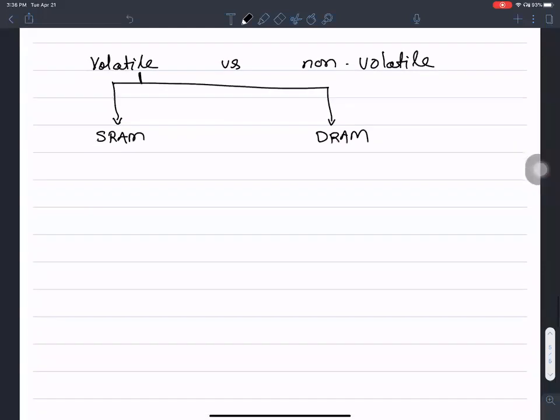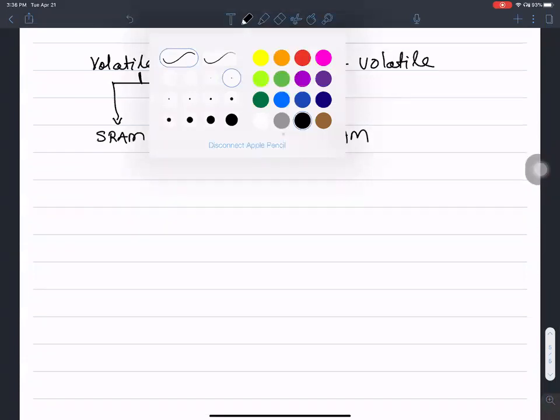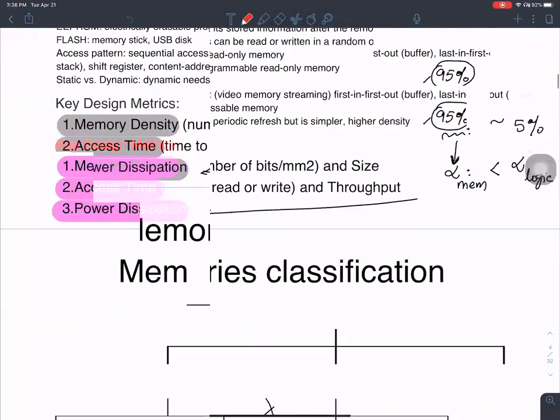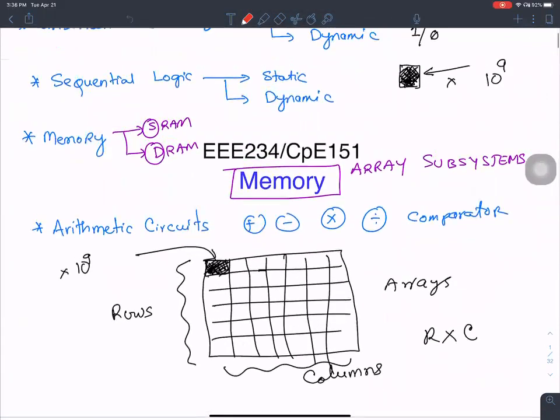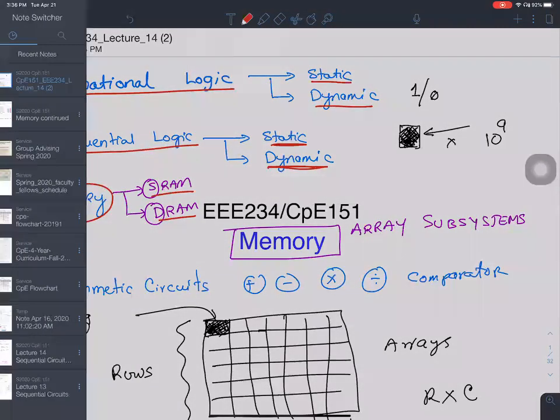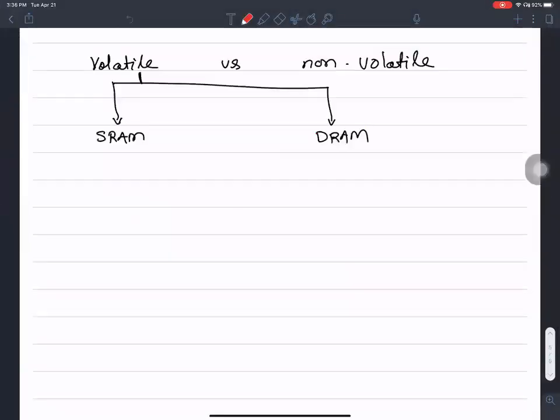Some of the themes that we discussed about static and dynamic still apply here. Let me go back and see if I still have that in my old notes from the last class. I tried to point out that combinational logic had a static and dynamic aspect to it. Sequential logic, the different latches that we looked at, were static or dynamic themselves. Memory is also static and dynamic. So with that, let me revise some of the idea of static and dynamic.